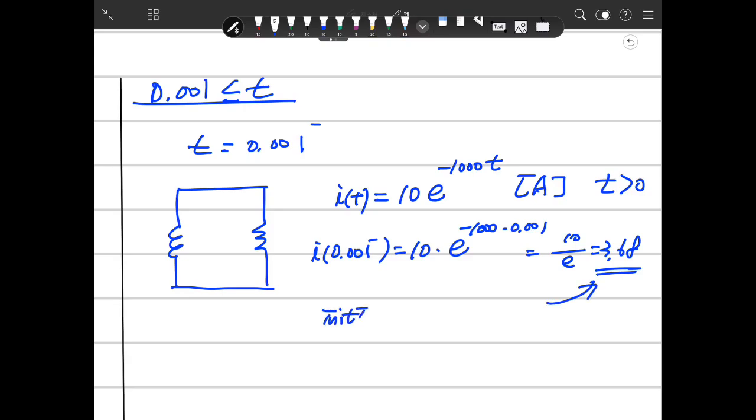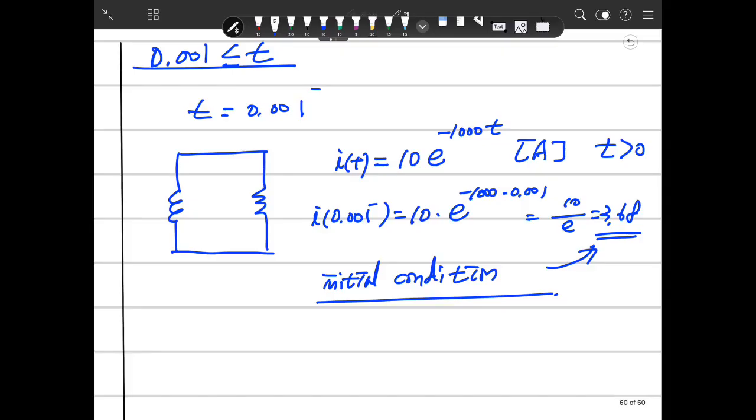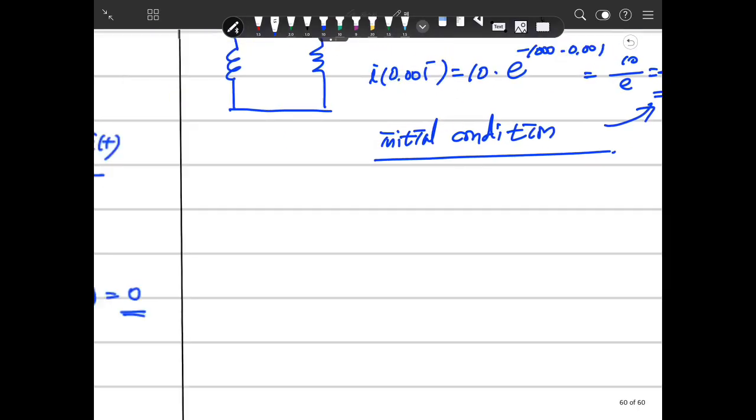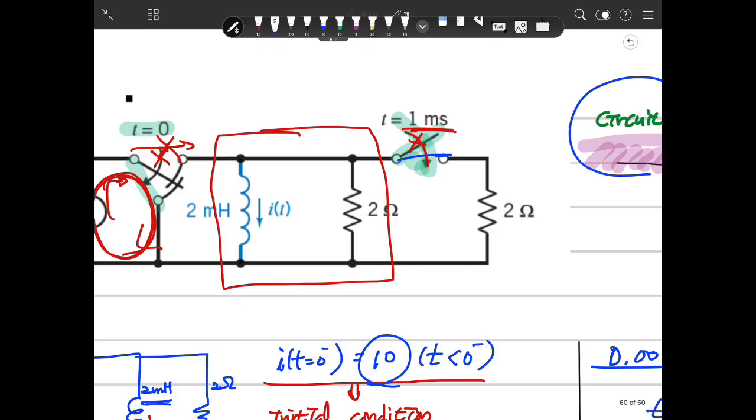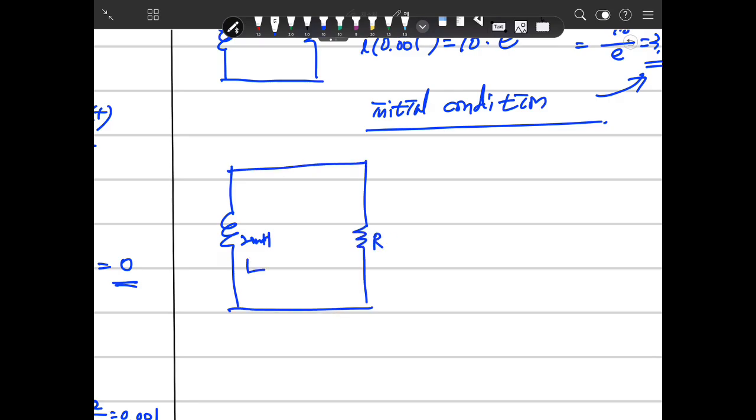So that is the initial condition over here. So based on that, we can redraw the circuit again. We know when the switch is turned on, then one more 2 ohm resistor is connected in parallel here. Then the circuit is a little bit different. This is L, and this is a resistor, which is R. That is not 2. There is a 2 parallel 2 is 1. So the circuit is a little different.